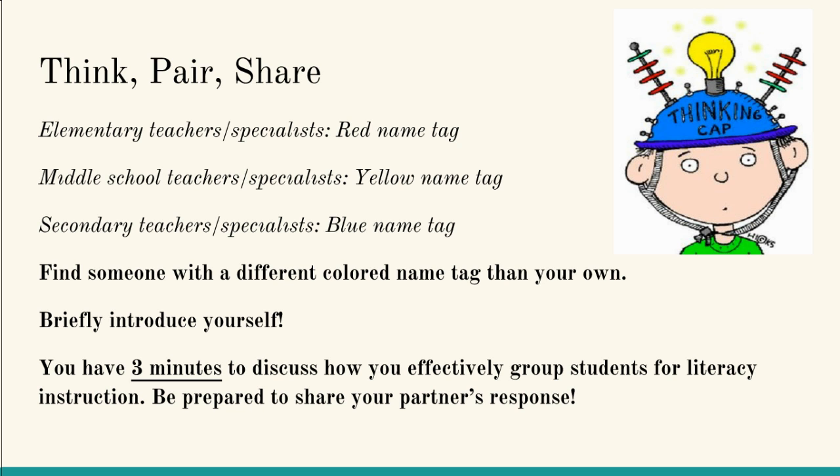Elementary teachers and elementary specialists, you have a red name tag on right now. Middle school teachers and specialists, your name tag is yellow. Secondary teachers and specialists, you currently have a blue name tag on. When I say go, find someone with a different colored name tag than your own. Briefly introduce yourself. You have 3 minutes to discuss how you effectively group students for literacy instruction. Be prepared to share your partner's response. Begin.